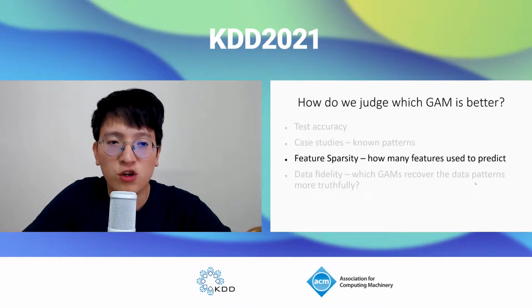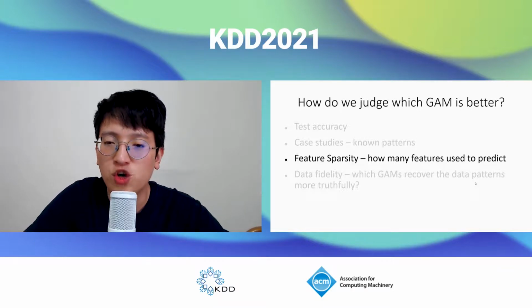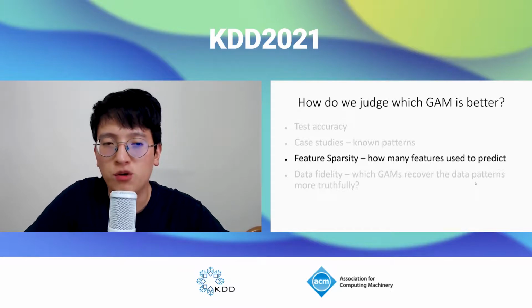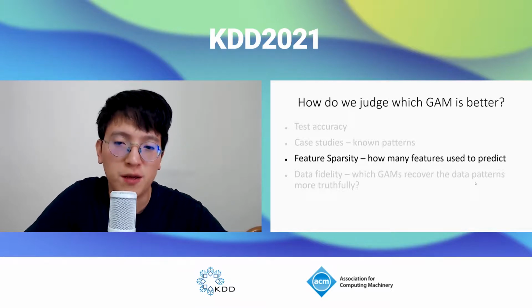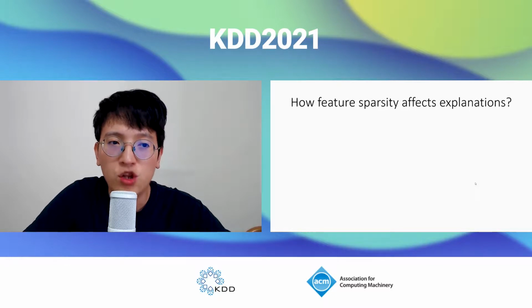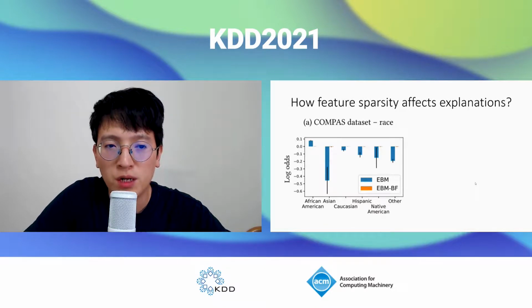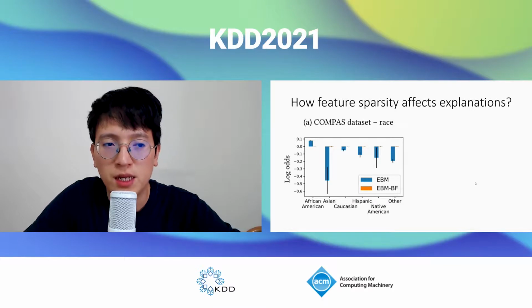So in the previous section, we showed that for two known patterns, only the tree-based model EBM is able to detect them. And here we come to our third comparison, which is the feature sparsity. Intuitively, a sparse model will only focus on a few important features and ignore the weaker features. We show one of the shape graphs of feature race in the COMPAS dataset, which is the reoffense rate of criminals. And people are worried that there's a racial bias in this dataset.